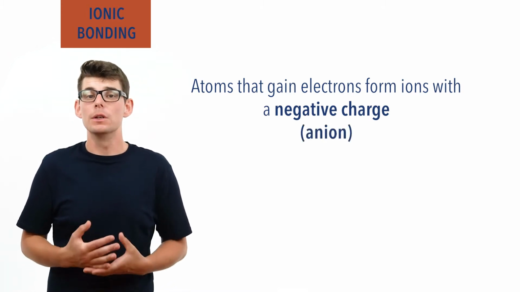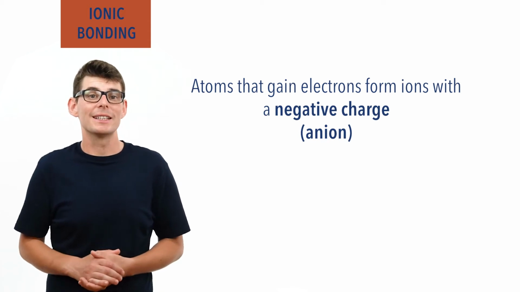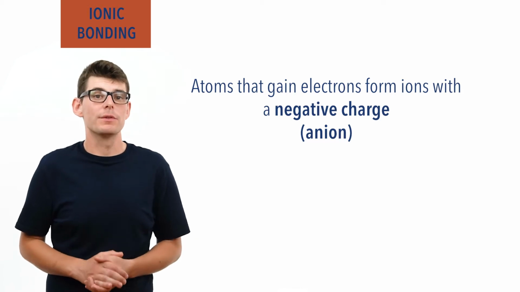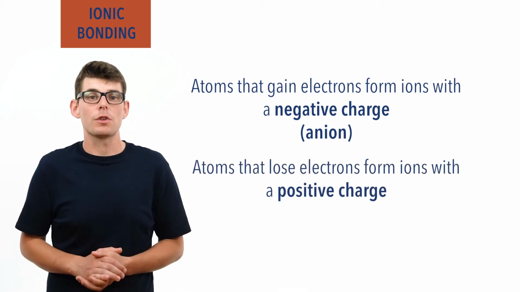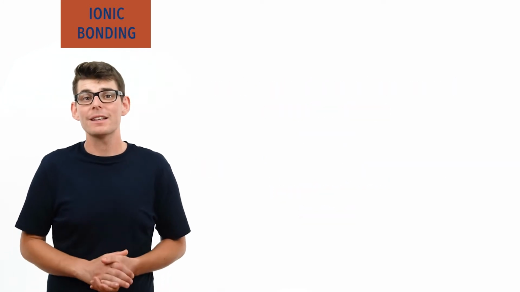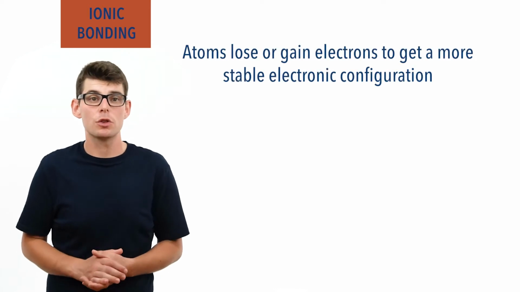Equally, if an atom loses electrons, it will have more positively charged protons than negatively charged electrons. And this will mean it has an overall positive charge, a positively charged ion called a cation. Usually, atoms lose or gain electrons to get a more stable electronic configuration.